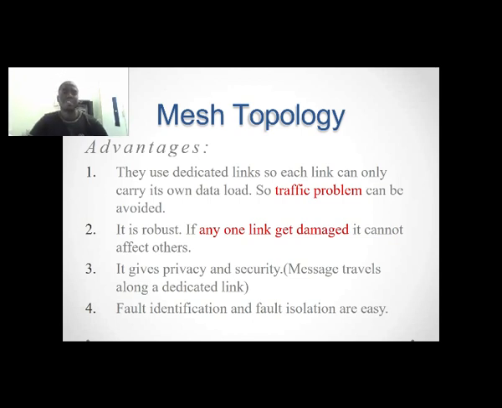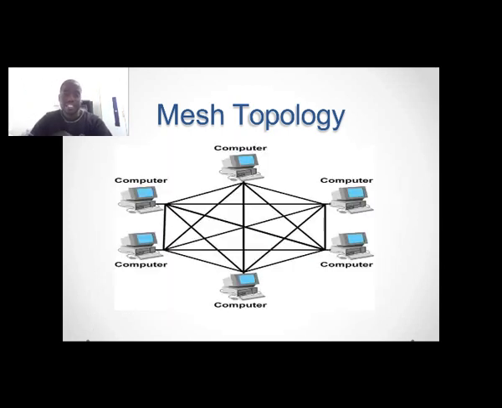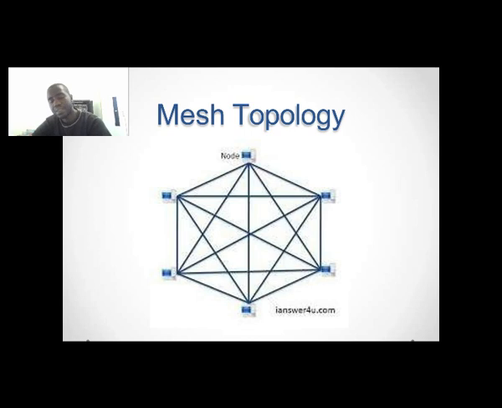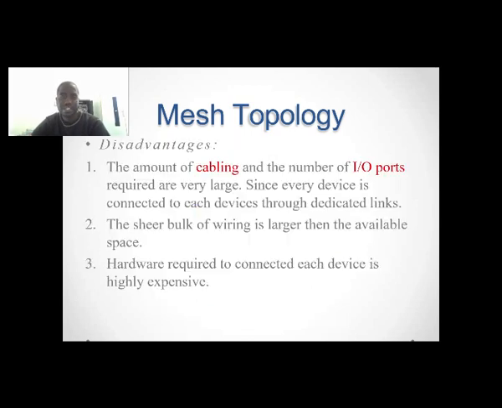Why? Because in a ring, for a message to pass through to the last computer, it has to pass through this computer, and then through this computer like that. But here, you can send a message directly. Now every computer has a direct link to every computer on the network. So that's a mesh. It's just an improvement on the ring type of network.